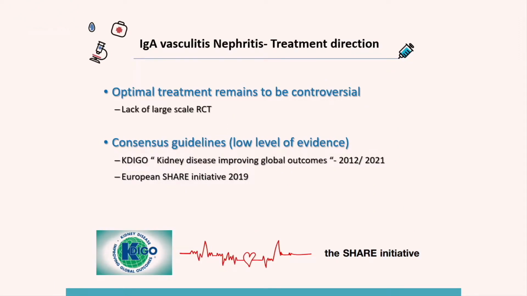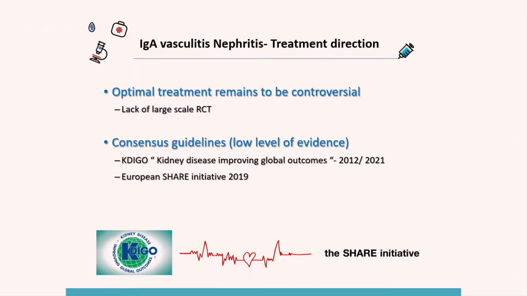Now, what is the treatment direction now that you have a patient you have diagnosed with IgA nephritis? What do we do with him? How do we help him? Now, in the first place, in IgAVN, there is a lack of large-scale randomized control trials, and optimal treatment remains controversial. There are several consensus guidelines, all with low level of evidence.